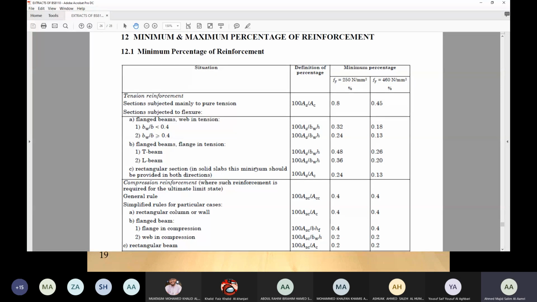Now you can see the minimum reinforcement to be used, or minimum percentage of steel in a section. In case of FY 250, it is going to be 0.24. In case of 460, it is going to be 0.13. It means that the lowest percentage to be used in a section of concrete is 0.13% of the whole section. That's the minimum percentage or minimum requirement of steel to avoid the cracking.